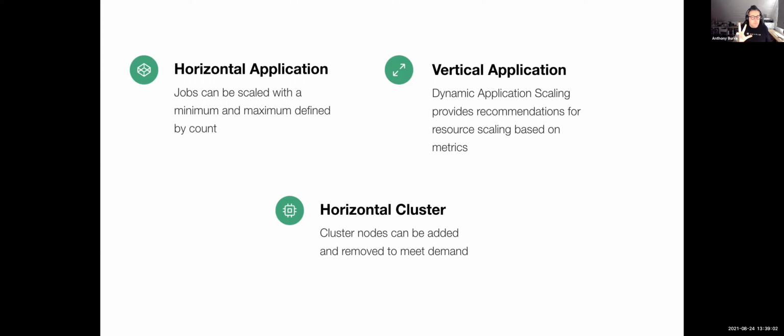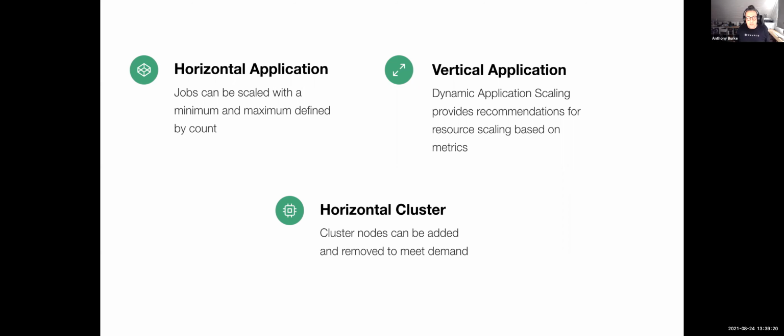So I want to introduce the concept of straightforward and smart scaling and talk through some of these problem spaces. There are three types of scaling that I want to talk about today. One, horizontal application scaling, the notion that jobs can be scaled out with a minimum and maximum defined count. Go from 2 web front ends to 10 web front ends, back to 2. That's what I call horizontal application scale.